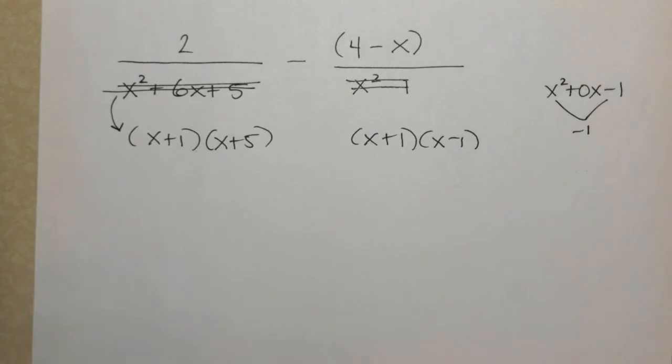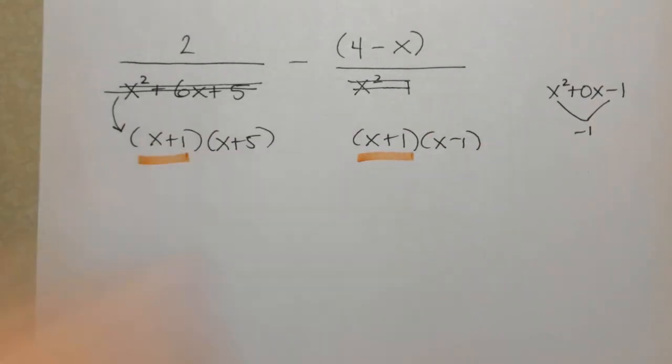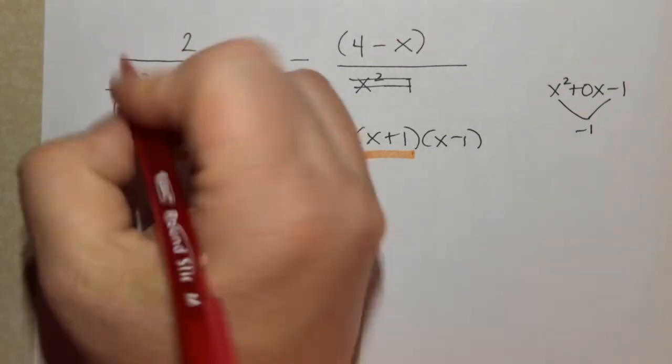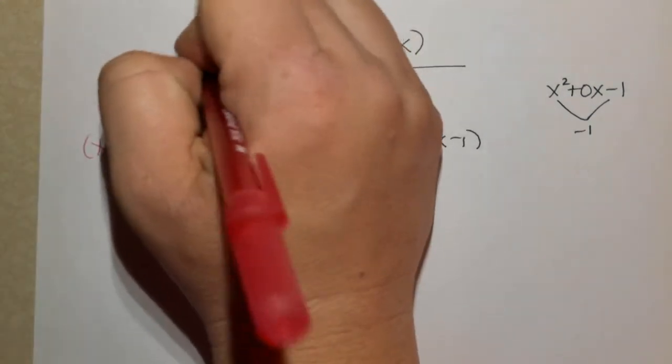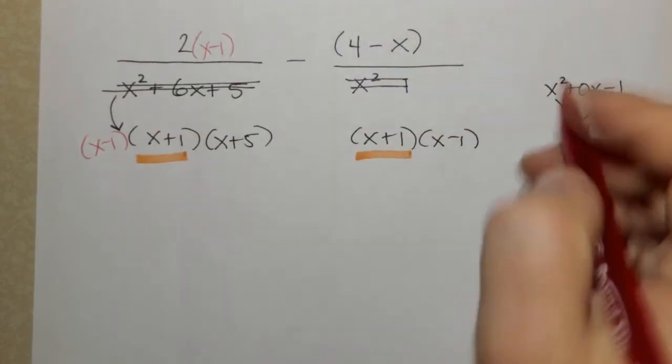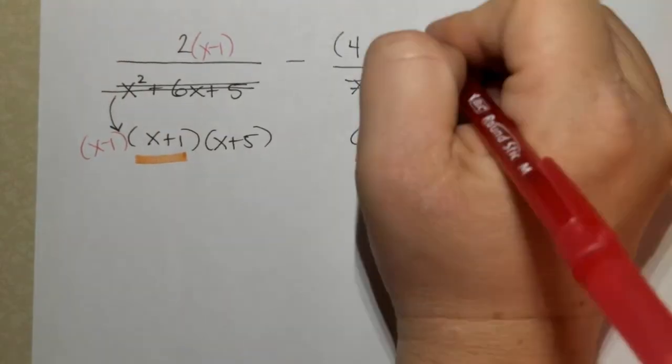Okay, now to analyze the denominators. They both contain an x plus 1. The left side is missing an x minus 1, so I'm going to attach an x minus 1 to the top and bottom. The right hand side is missing an x plus 5.